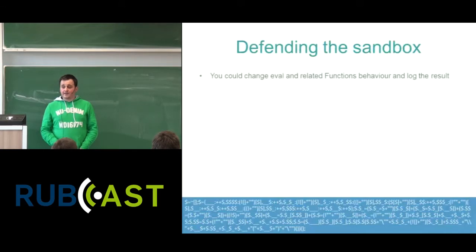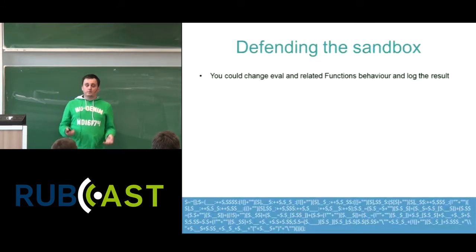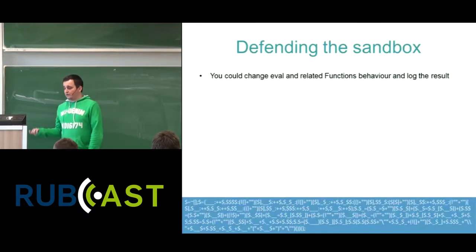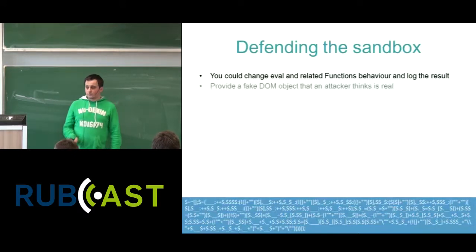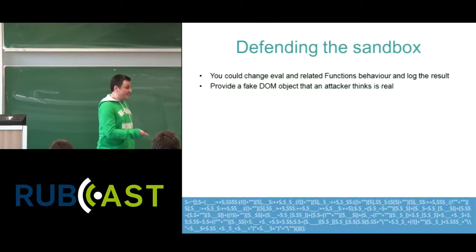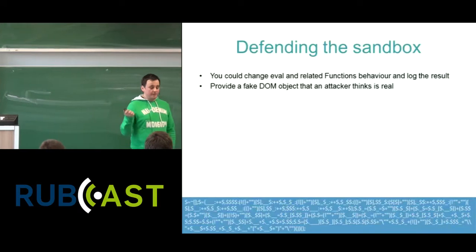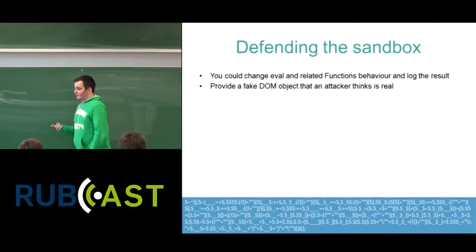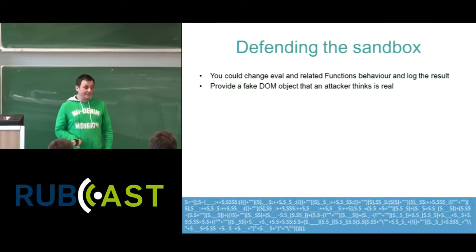How can you defend against that? So we could hijack anything that we wanted. We could change eval. We could change function. We could provide a fake DOM object that the actual attacker thinks is real. So they think they've got document, they think they've got body, but in fact they haven't. Just got a blank JavaScript object.